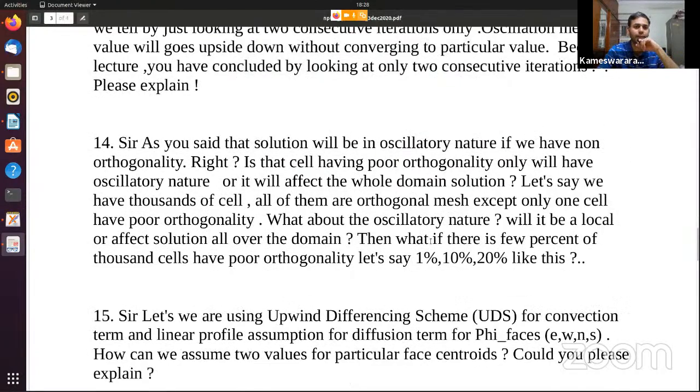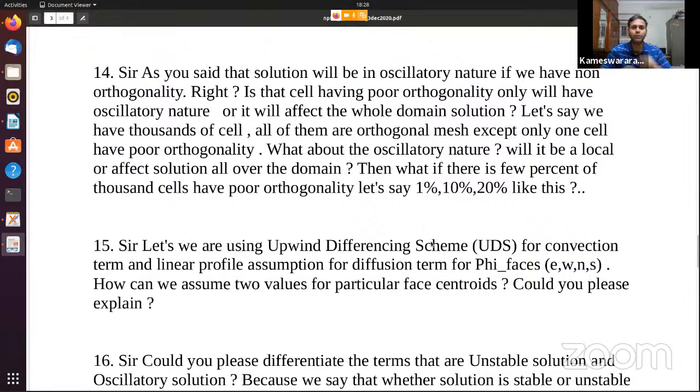All right. Then the next question is, the solution will be oscillatory in nature if we have non-orthogonality. Is it that a cell having poor orthogonality only will have oscillatory nature, or will it affect the whole domain? It will affect the entire domain. Initially, the poor orthogonality will affect one cell, and eventually the unbounded values will start spreading to the other cells as well. I think it will be difficult to say what percentage of 1,000 cells have poor orthogonality, because once you have an incorrect solution somewhere, the entire solution blows up. So you would basically get not a number everywhere.